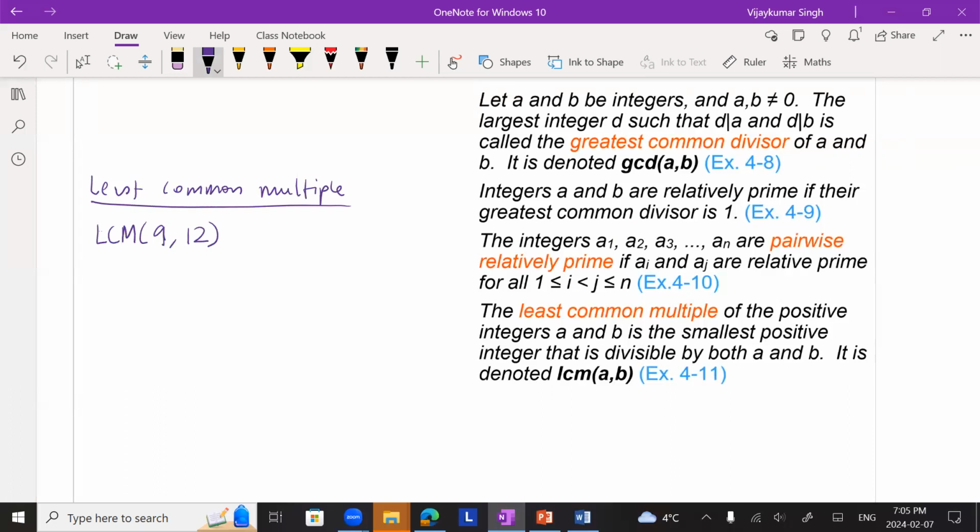Yeah. So again, let's do it the painful way so that we realize the beauty of the other way. All right. So what is 9? What are the multiples of 9? Well, the multiples of 9 are 9, right? So the multiples of 9.